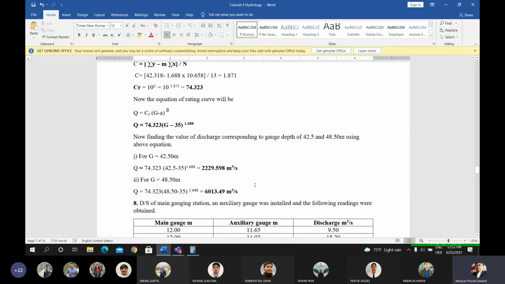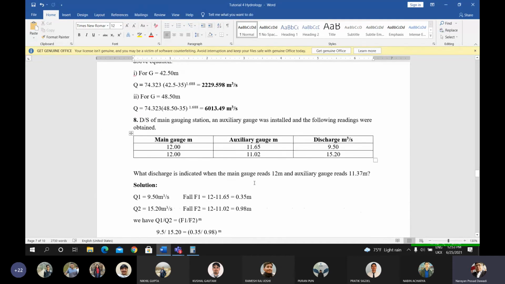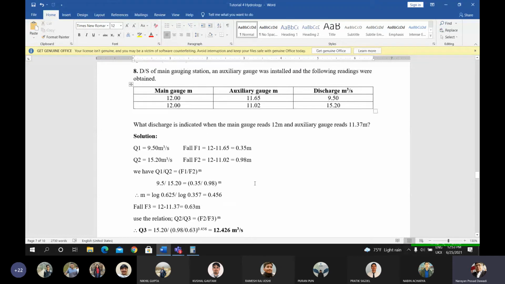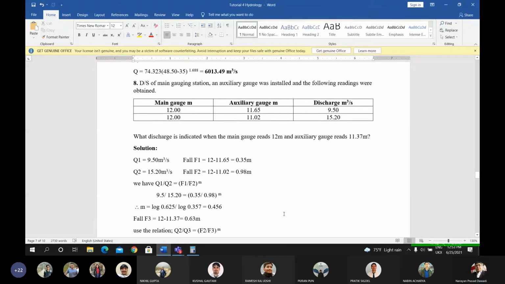You can do that by yourself. Now for question number 8, of the main gauging station. For the downstream of the main gauging station, an auxiliary gauge was installed and the following readings were obtained. For the main gauge, 12 meter, and the main gauge reading means for the main station, the depth of water is 12 meter.